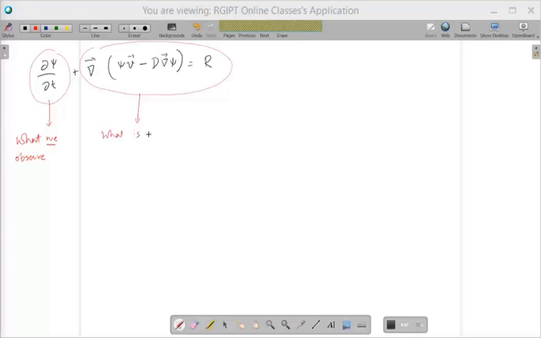So what is causing the change in psi is flow, inhomogeneity, and generation. These are the three things which would cause a change in psi with time. Okay, so what is responsible for what we observe?